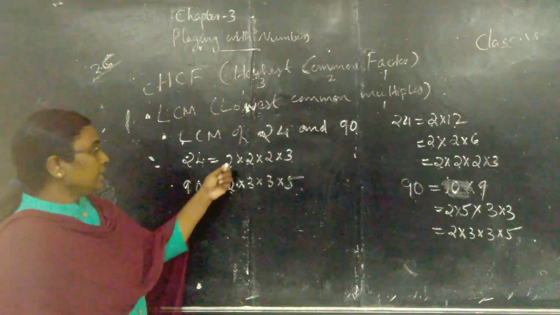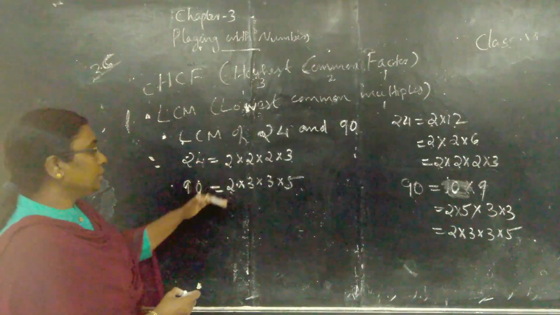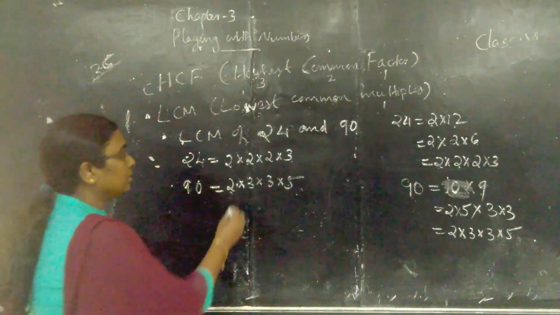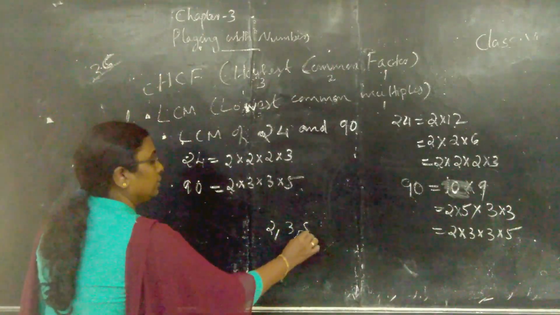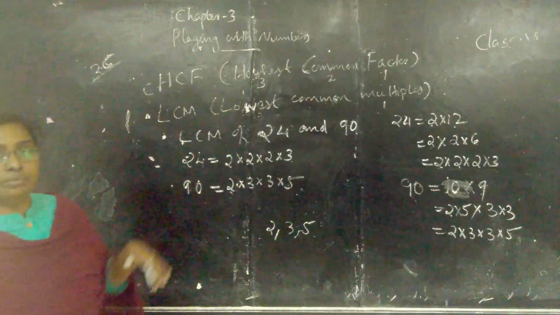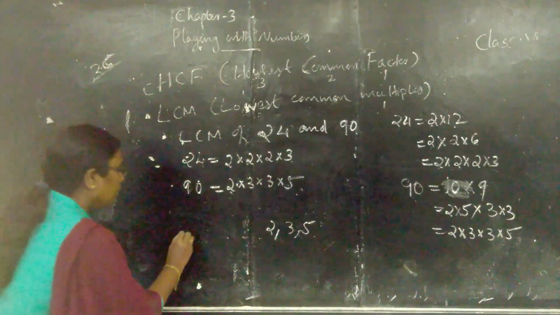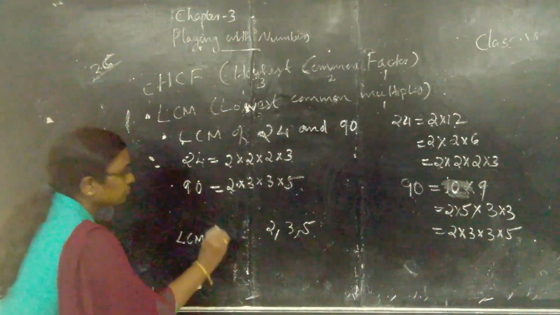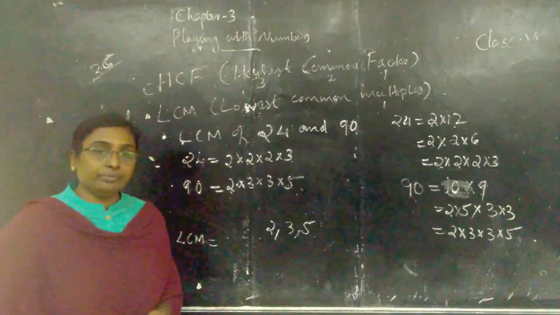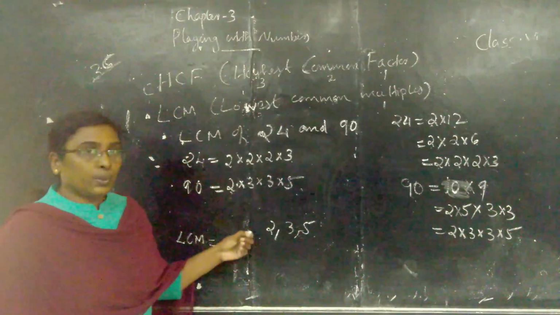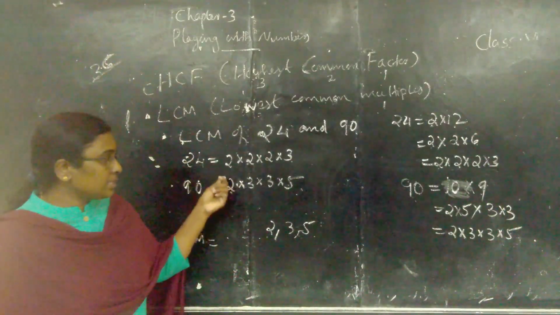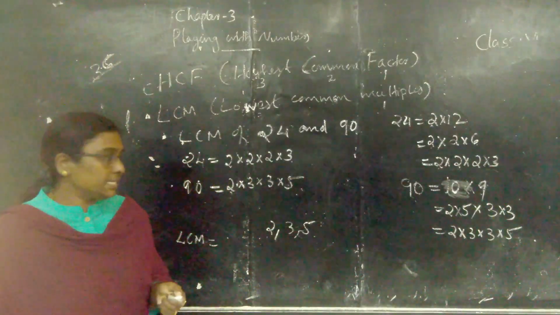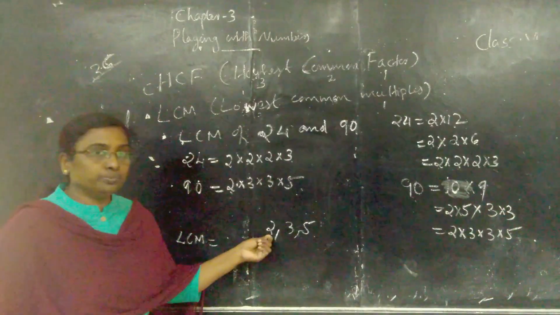Now, what are the prime factors in both the numbers? 2, 3, 5. These are the prime numbers in both the numbers. Now, how do we find the LCM? LCM is the product of prime numbers counted the maximum number of times they occur in any of the numbers. Here the first number is 2.